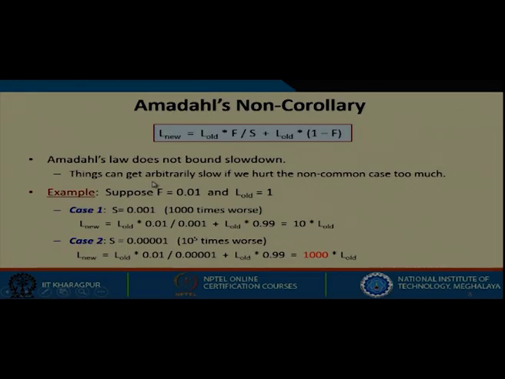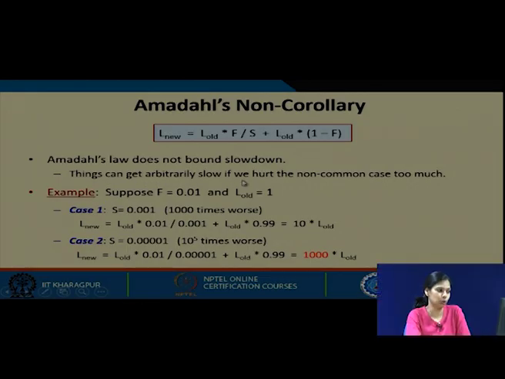Then what will happen? Things can get arbitrarily slow if we hurt the non-common case too much. Not the common, but the non-common case. So, we should not do that as well. Those portions which are not so common, we cannot hurt too much. So, we will see an example.